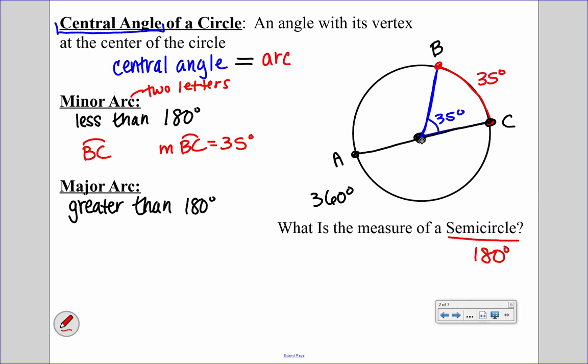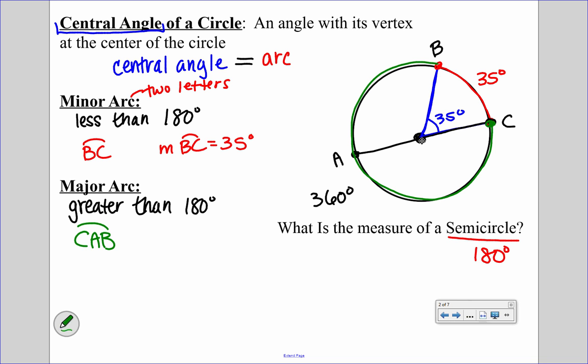Okay? Now, with a major arc, let's go from C around to A, around to B. That's a major arc. It's bigger than 180, okay? And that's arc CAB. That's how we name that. We go in the order that we went around the circle, okay?